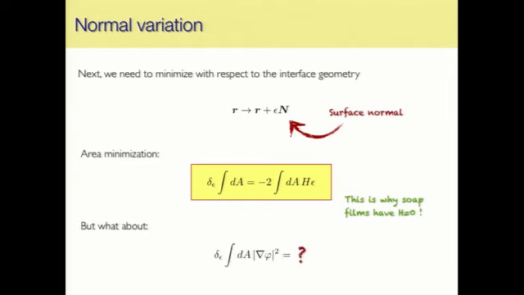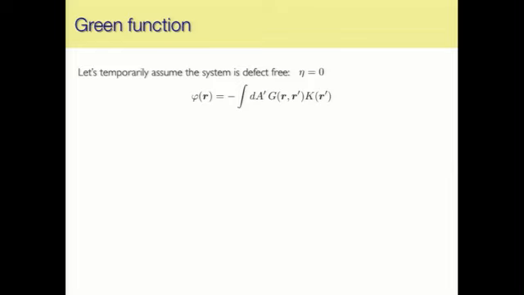Now we have to find the variation with respect to the displacement in the normal direction of this term, which has a lot of geometrical structure in it, right? There is the area term, there is the gradient, there is phi, which is a solution of a differential equation that contains information about the geometry. So how are we going to do it? Well, first of all, we know how to solve the Poisson equation, right? So let's solve it.